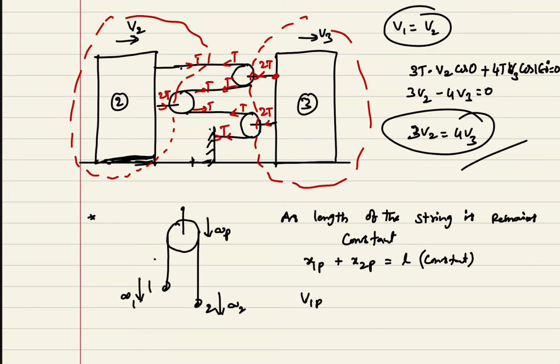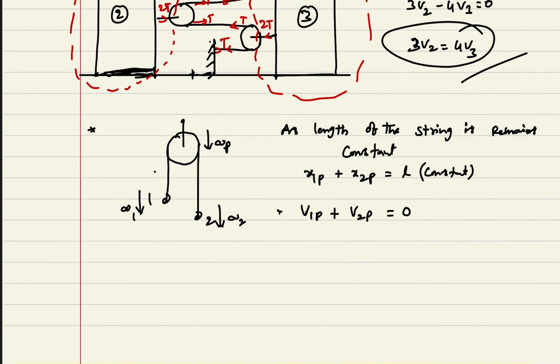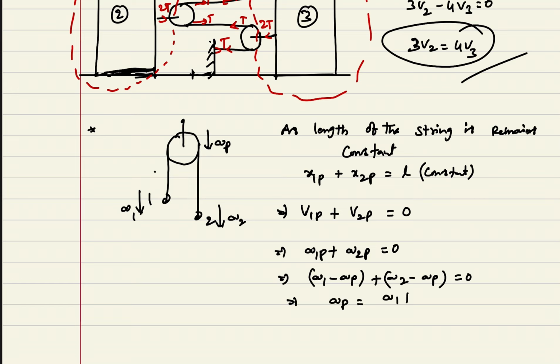I can write the velocity of the first particle with respect to the pulley, and of the second particle with respect to the pulley, is equal to 0. If velocities are 0, we can write the acceleration of the first particle with respect to the pulley, and of the second particle with respect to the pulley, also 0. Now I write the acceleration of 1 minus the acceleration of the pulley plus the acceleration of 2 minus the acceleration of the pulley is equal to 0, as they are in the same direction. So we can write a of the pulley is equal to (a1 plus a2) divided by 2.